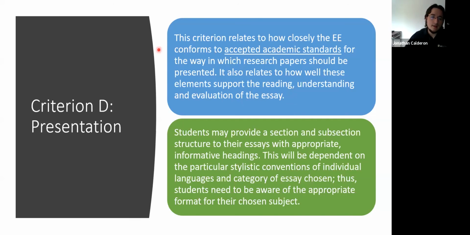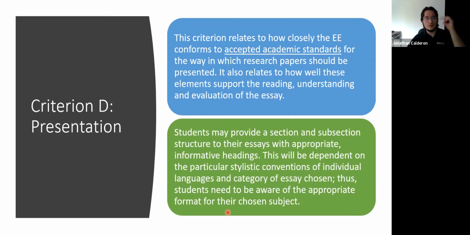So, although the name is extended essay, probably when we think of essays, we think of the five-paragraph structure essay, which is introduction, 3 body paragraphs, and a conclusion. Let's remember that an extended essay can go beyond that. So an extended essay can have a section and subsection structure to the essay with appropriate informative headings. This will be dependent on the particular stylistic conventions of individual languages and category of essay chosen. Thus, students need to be aware of the appropriate format for their chosen subject, okay?